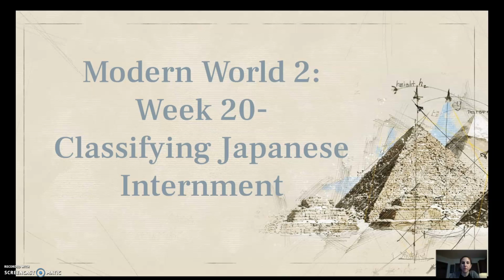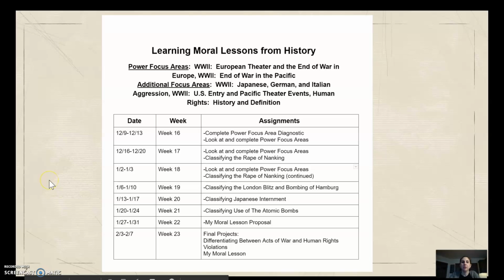We are moving on to classifying Japanese internment. If you look at the pace chart, we're a little more than halfway through. You should have looked at the Rape of Nanjing, the London Blitz, and the bombing of Hamburg, and now we're on to Japanese internment. We're learning more lessons from history and what this has done to the United States and to the world. If you have not done your power focus areas, make sure you work on those. If you have extra time after your checkpoints and your project, the additional focus areas will raise your grade. So that's just something to remember here.